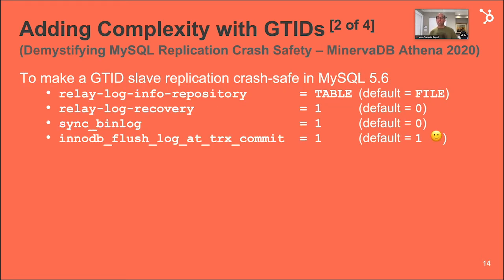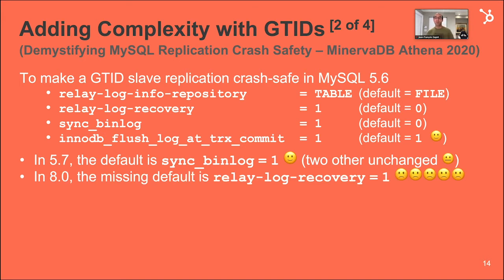So GTID with MySQL 5.6, to be crash safe, you need all those parameters. So relay_log_info_repository to table, we're not surprised here. relay_log_recovery, same thing as for file and position. sync_binlog equal to 1, and also innodb_flush_log_at_trx_commit equal to 1. When we use sync_binlog equal to something other than 1, we also usually don't set the TRX commit to 1. But for crash safety, we need those two to be equal to 1.